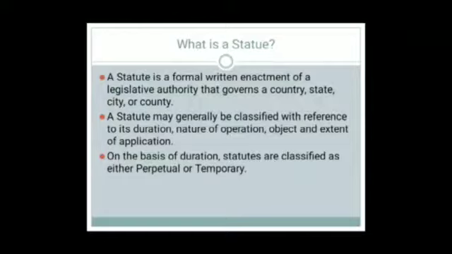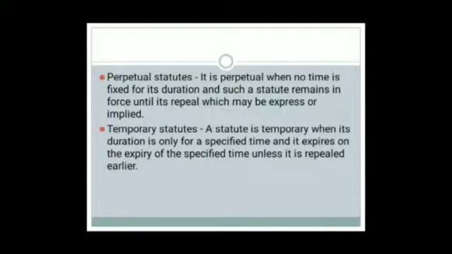Then a statute may generally be classified with reference to its duration, nature of operation, object, and extent of application. Now we will understand how. On the basis of duration, statutes are classified as either perpetual or temporary. So first we will understand what are perpetual statutes.